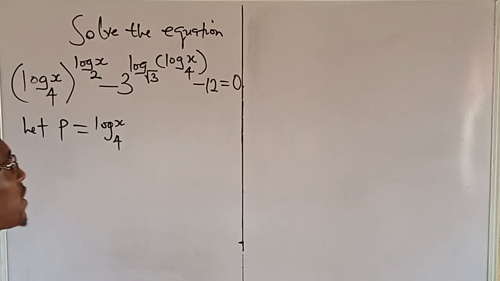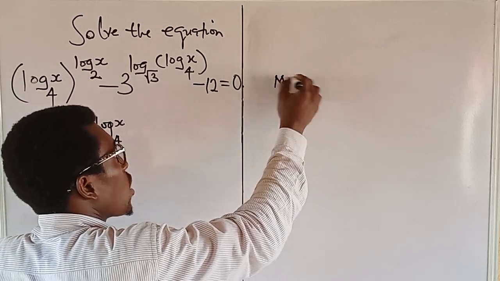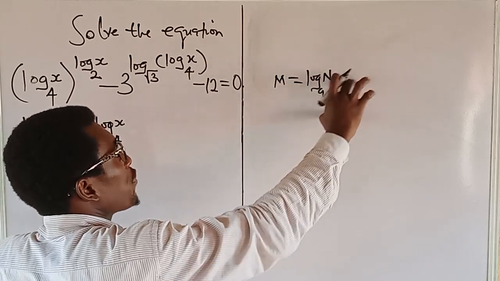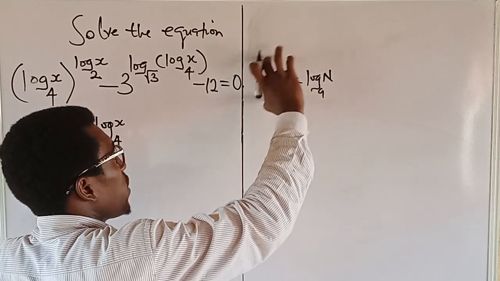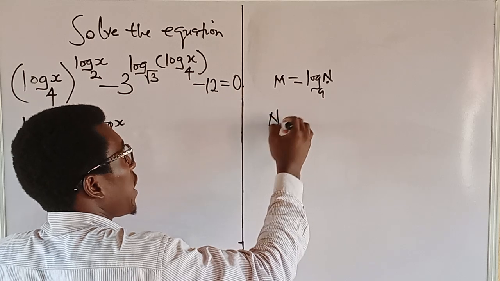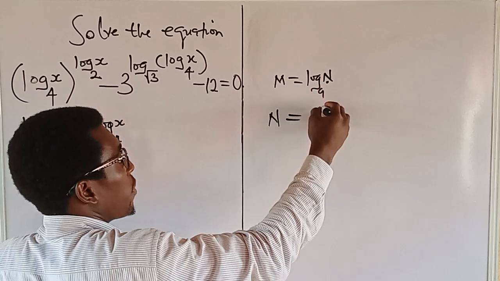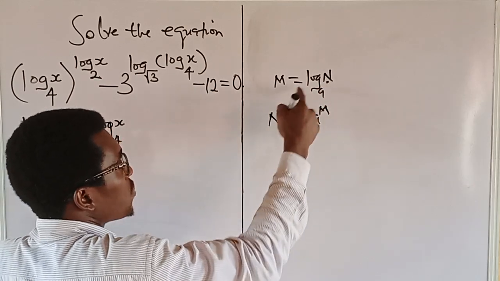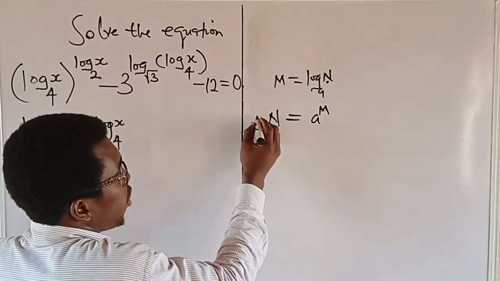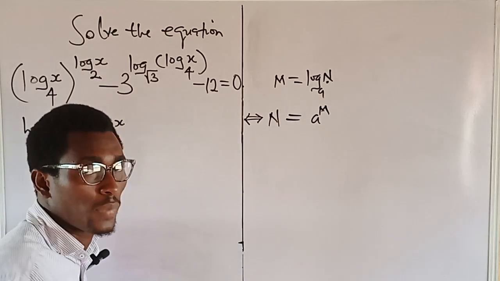Now it is a well-known thing that if we have a logarithmic expression such as m equals log to the base a of n, there is an equivalent form to this expression. The equivalent form is n equals a to the power of m. So whenever you see this, you have this, and whenever you see this, you also have this. To indicate that, I will use a double implication sign.